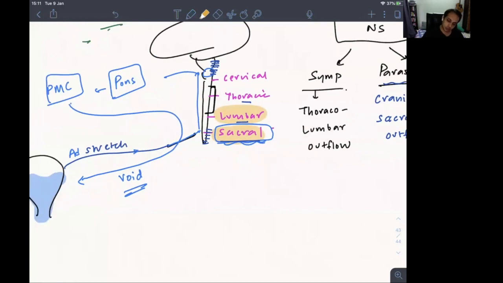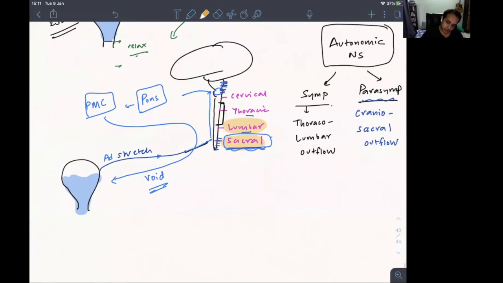Okay, so now let's get back to our micturition reflex. The A delta fibers have felt the stretch. It has taken the stretch sensation to the sacrum. From the sacrum, it has gone up to the pons into the pontine micturition center. The pontine micturition center has taken the signal back to the sacrum, and from the sacral fibers, the command comes to void. And this command to void comes via the pelvic nerve.